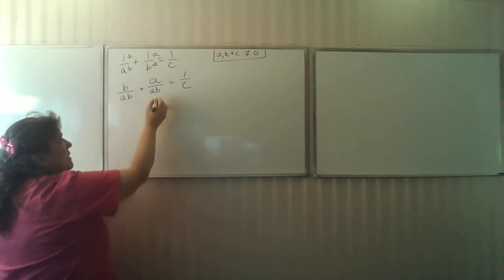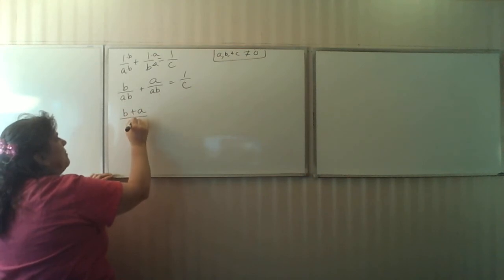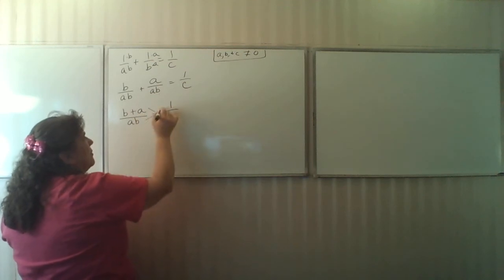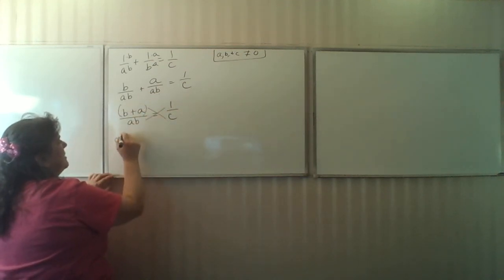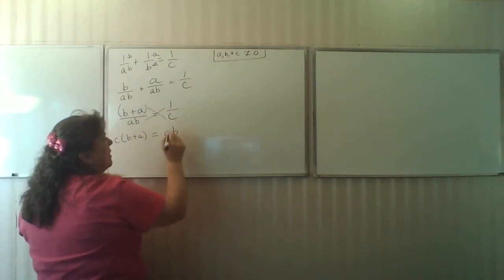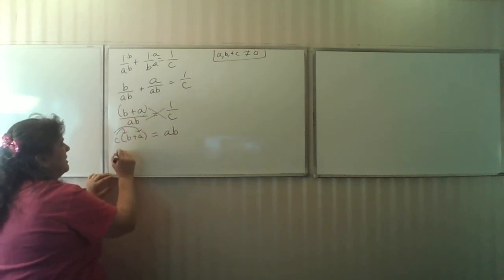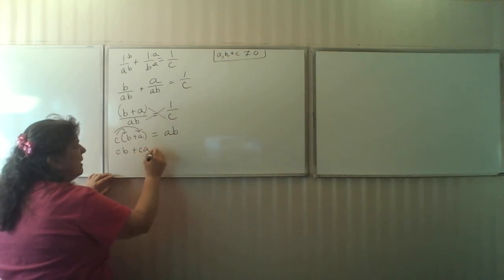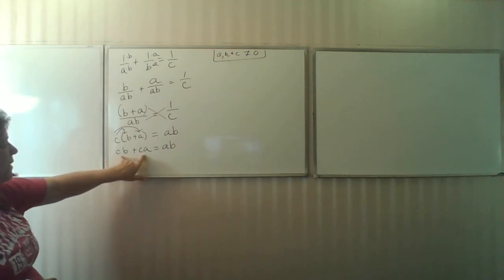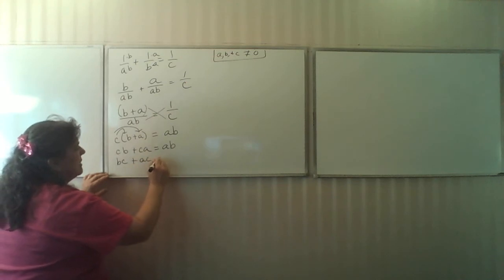Now, I have a common denominator, so this gives me B plus A over AB is equal to 1 over C. Now we're going to do our cross products. And I have C times B plus A is equal to AB times 1, which is AB. Distribute, and I end up with CB plus CA is equal to AB, or I can change my order of this and have BC plus AC is equal to AB.